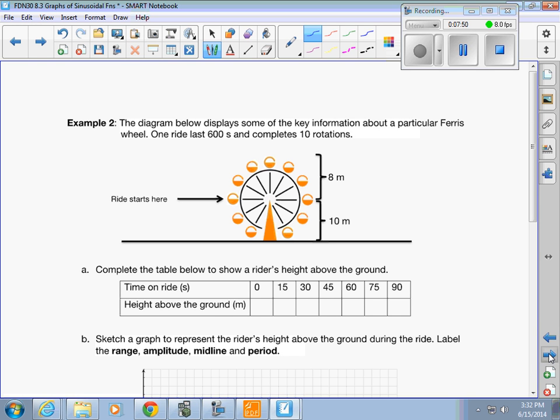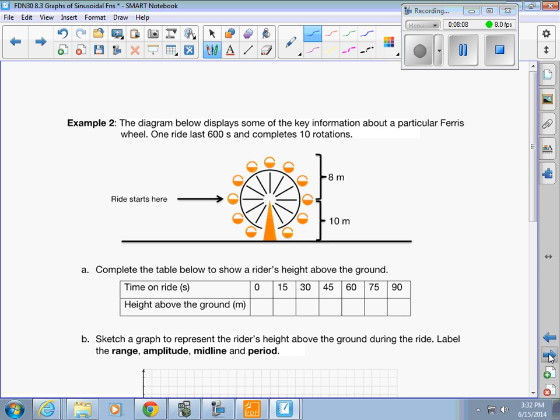So here's the ride. They're saying you start the ride here at the midline. That's obviously not where you get on, but for our purpose of calculation, that's where we're going to say it starts. So it says complete the table below to show a rider's height above the ground.